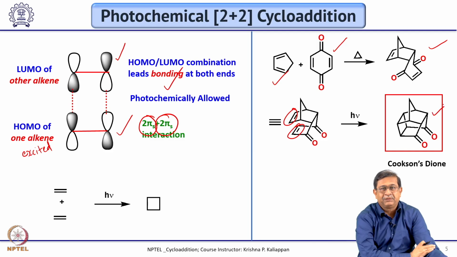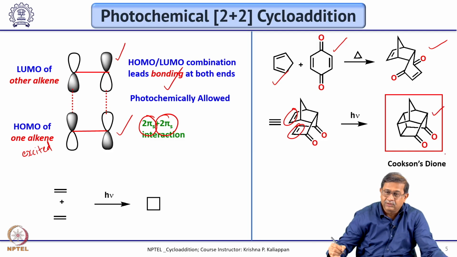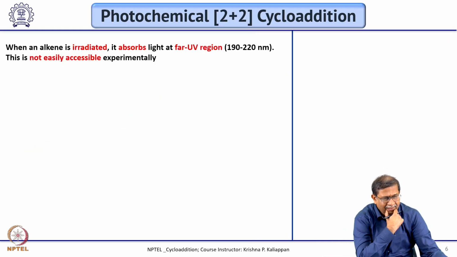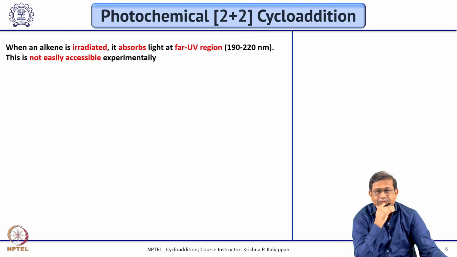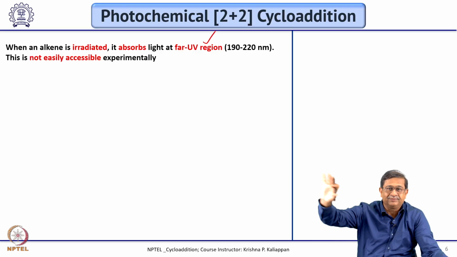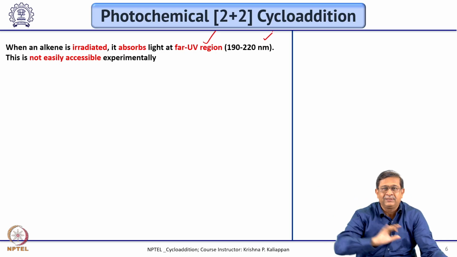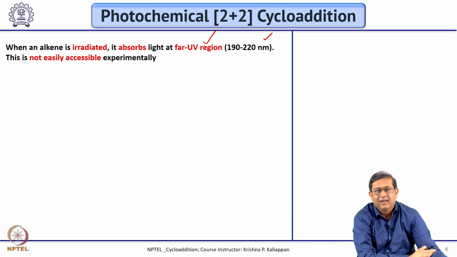So this was first prepared by Cookson. That's why we gave this name Cookson's dione, not diene, dione. Generally, when you irradiate an alkene, what happens? These alkenes generally absorb in the far UV region, somewhere between 190 to 220 nanometer.